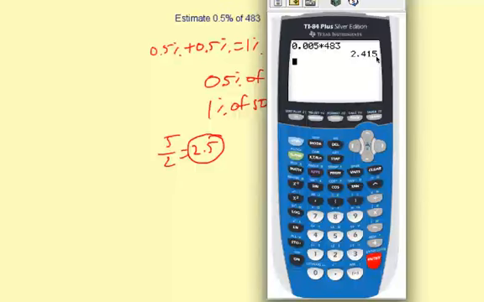So 2.415 is the actual value. We estimated 2.5. That's pretty close. So we know we got a good estimate here of 2.5.